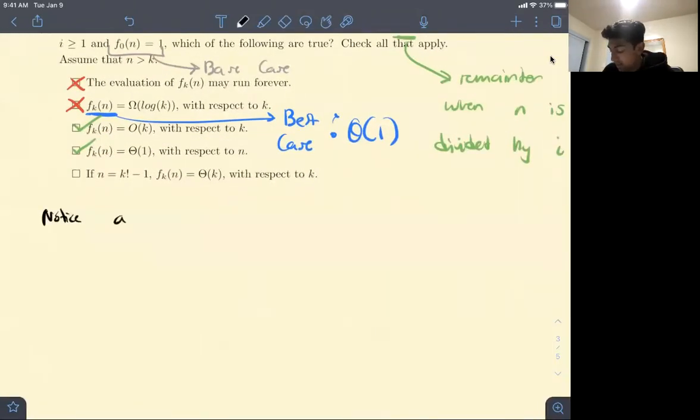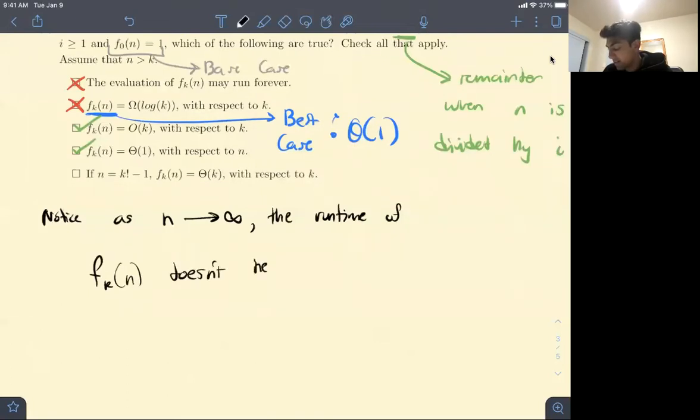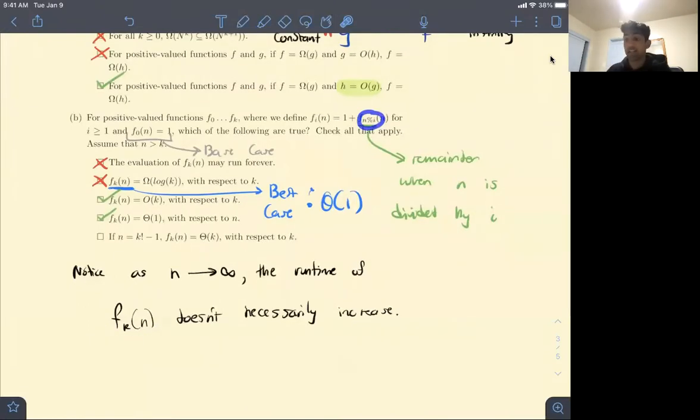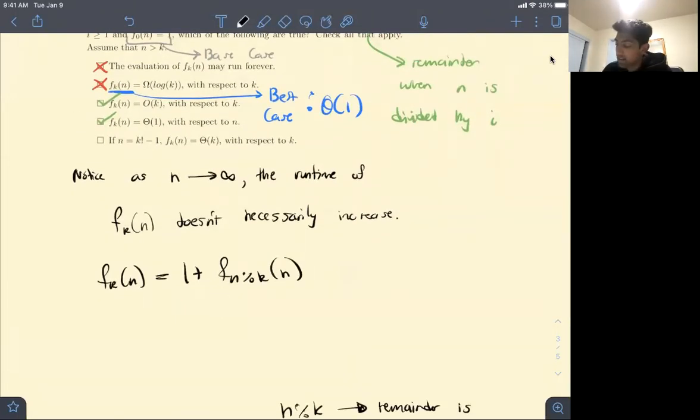Notice, as n approaches infinity, the runtime of f of k of n doesn't necessarily increase, right? And the really important thing to notice here is that the runtime of fk of n is dictated by how big this number here is. So fk of n is equal to 1 plus f of n mod k of n. So notice that this function's runtime is going to take longer, perhaps, if this value is bigger.